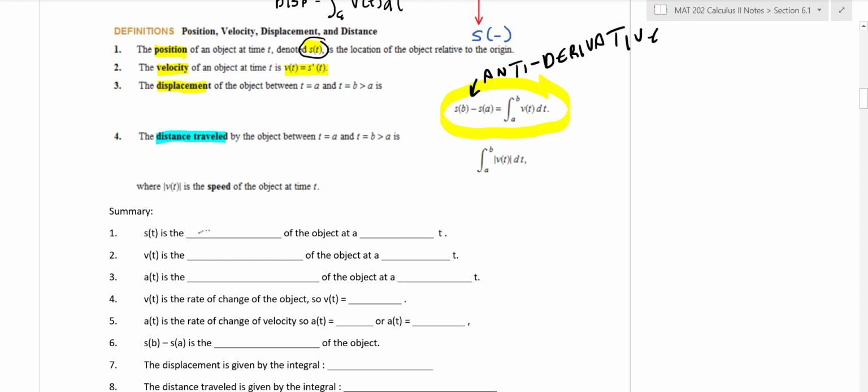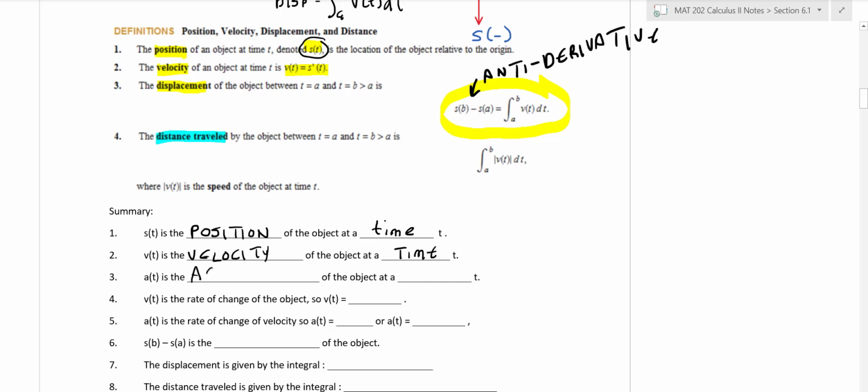Okay, so let's fill this out and summarize what we talked about. What is s of t? That is the position. If you want to pause and fill this out and see if you've got this down, you can do that if you want to. I'm going to go ahead and move on here. So s of t is the position of the object at a time t. v of t is the velocity of an object at a time t.